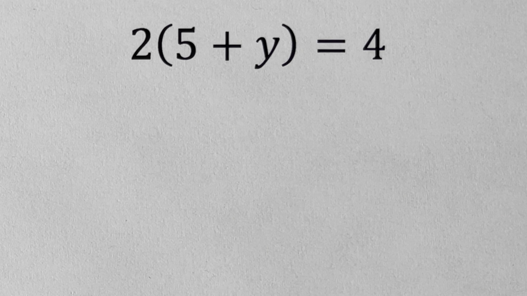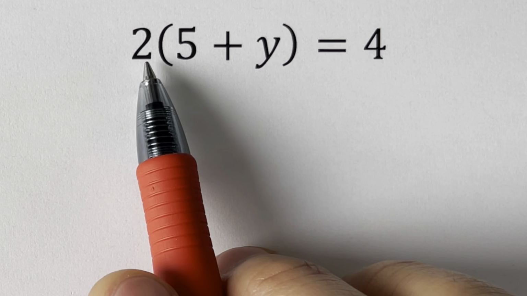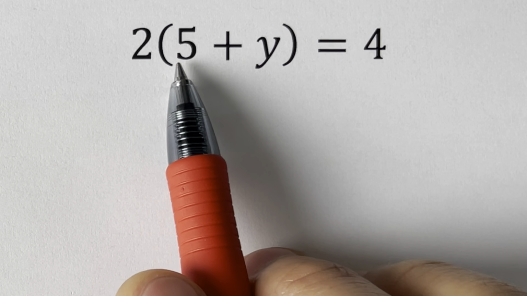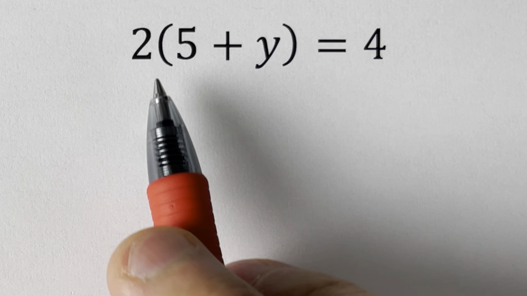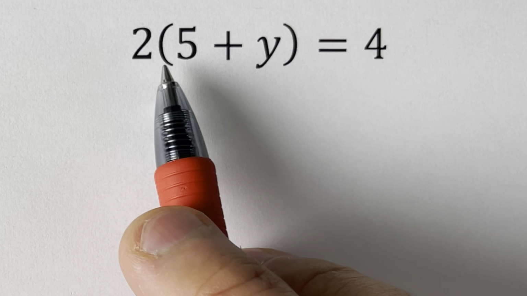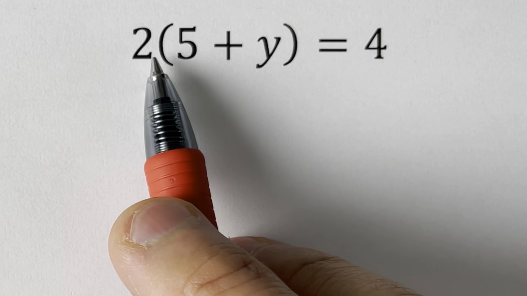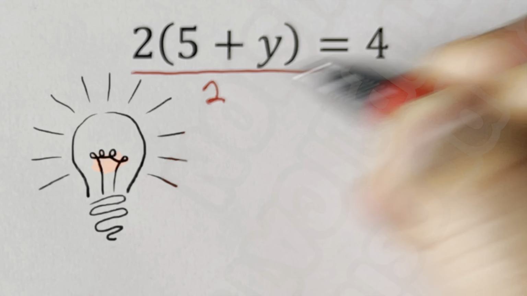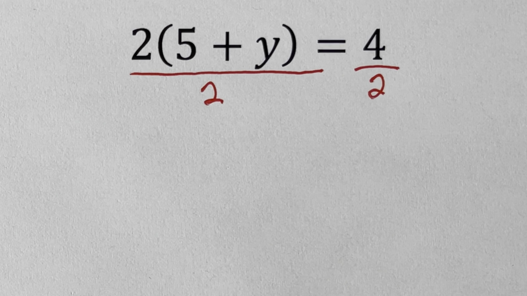Okay, so we go over the problem here. This is read as 2 multiplied by the quantity 5 plus y is equal to 4. These two are multiplied together; the parenthesis is telling us that. We remember that the opposite of multiplication is division. So we can divide both sides by 2, so that we can cross out the 2 and the 2. We are left on the left side with 5 plus y.